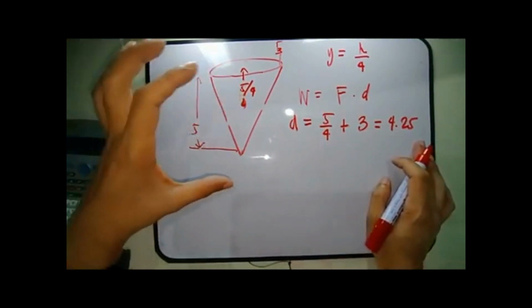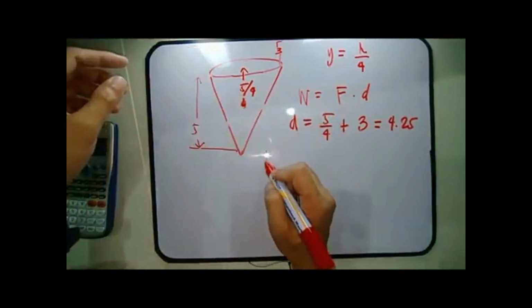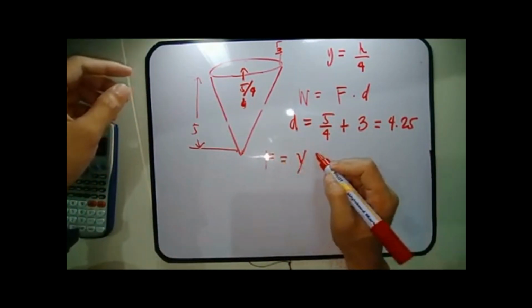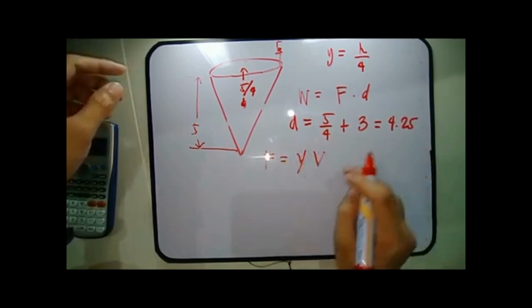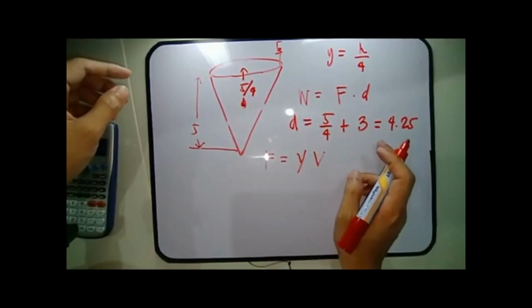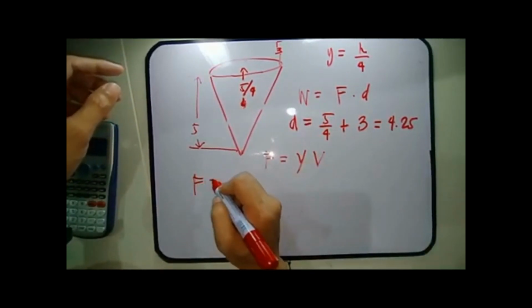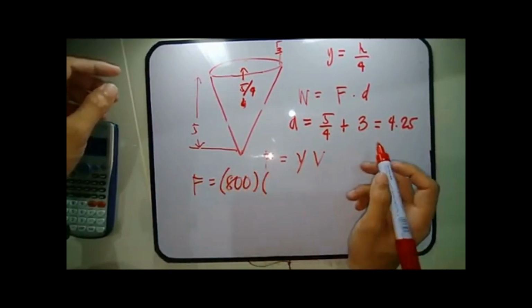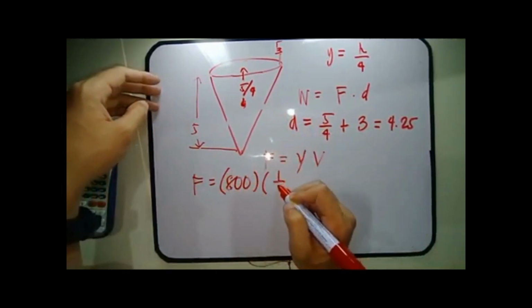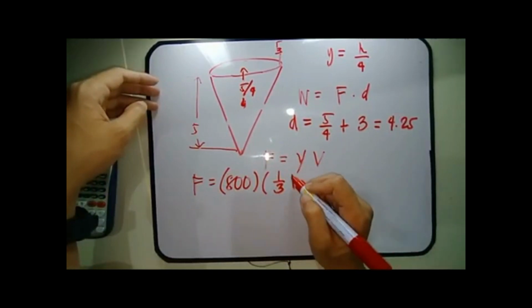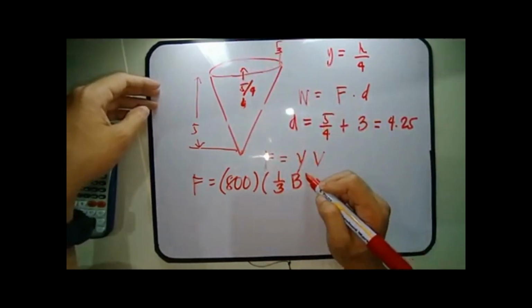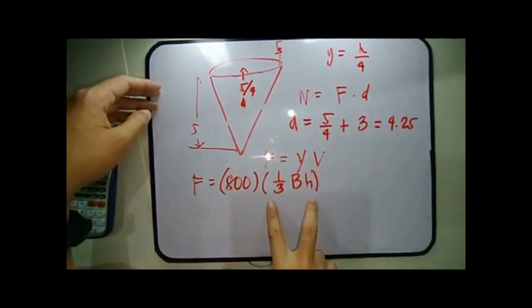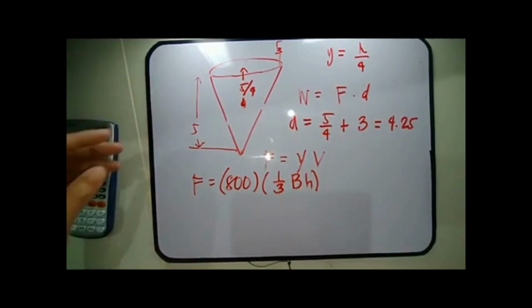So, good na yan. So, yung force na lang. So, force is specific weight times volume. So, specific weight given siya. Volume, of course, volume ng cone. So, force equals, so specific weight, 800 times volume. So, 1/3. So, cone siya. 1/3 area of the base times yung height niya. So, discuss natin to in solid geometry.